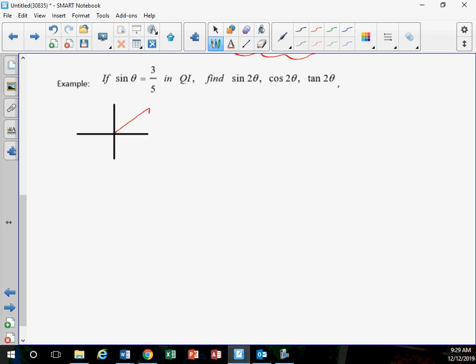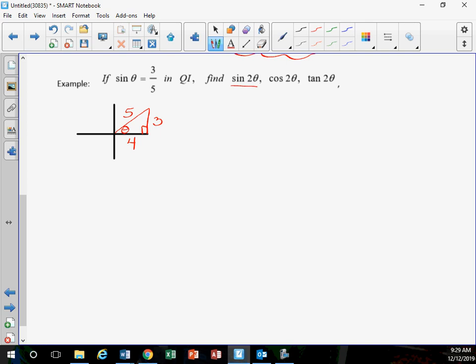Quadrant 1, so there's my triangle. There's theta. All right, sine is 3 over 5. What does that mean? Where did those numbers go? Yep, 3 goes over here. Where's the 5? Good. And do you guys know the other side? 4, okay. All right. We have everything we need now.